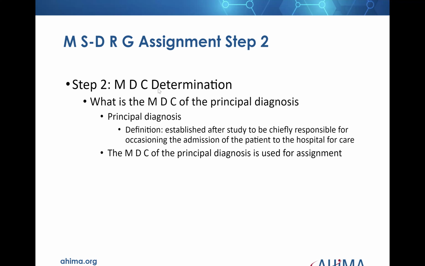And again, once we determine the major diagnostic category, we want to look at the principal diagnosis. And this goes back to coding. It's established after study to be chiefly responsible for occasioning the admission. In other words, what's the reason that the patient was admitted? And the major diagnostic category of this principal diagnosis for a non-surgical patient is used for DRG assignment.